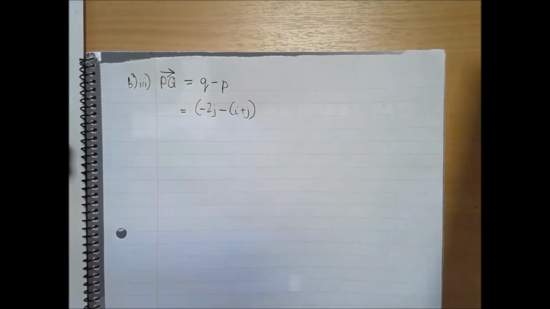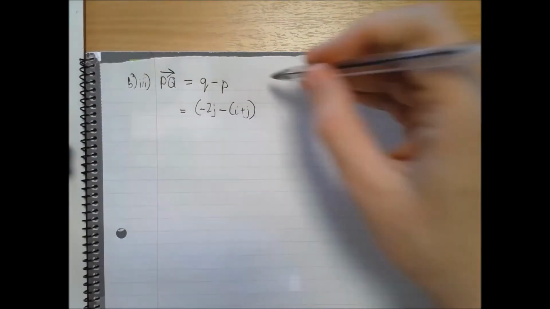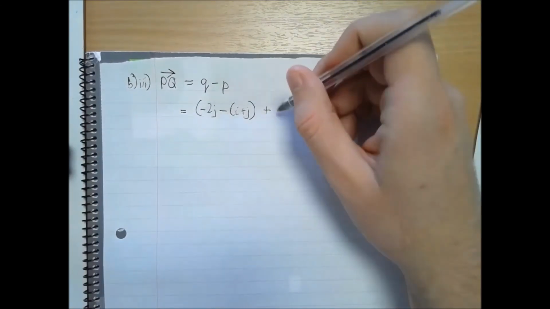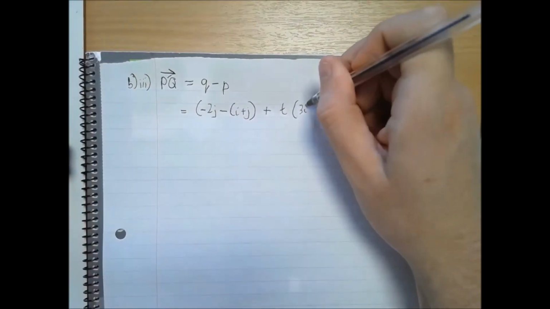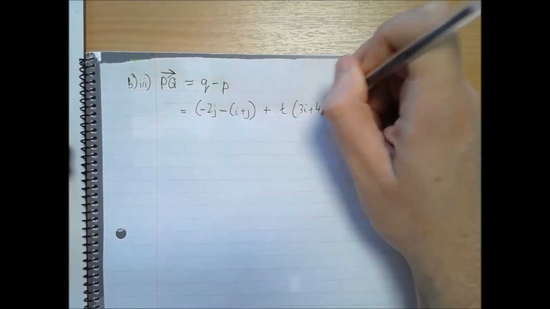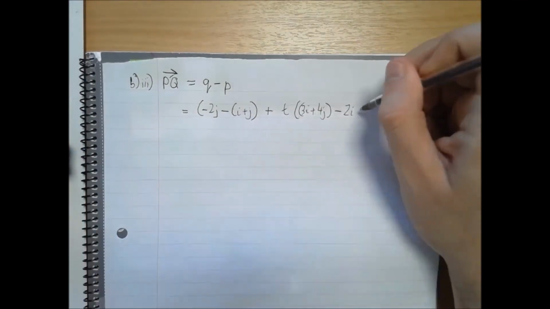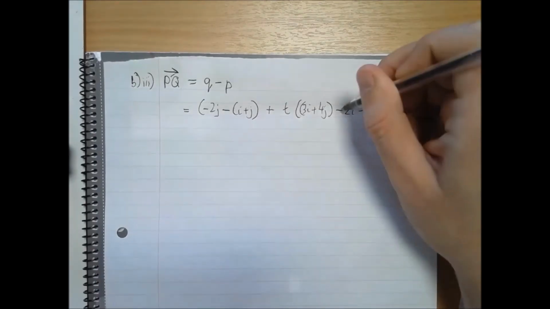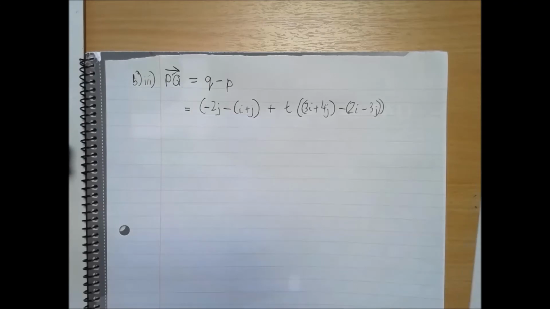And then of course we've got to also compare expressions with t as well. 3i plus 4j minus 2i minus 3j. It's probably extensive working out like that, but I just want you to see where this is heading.